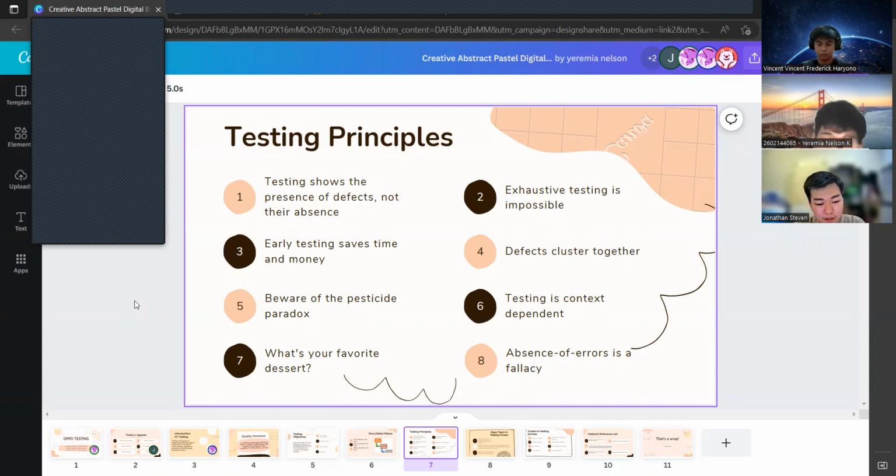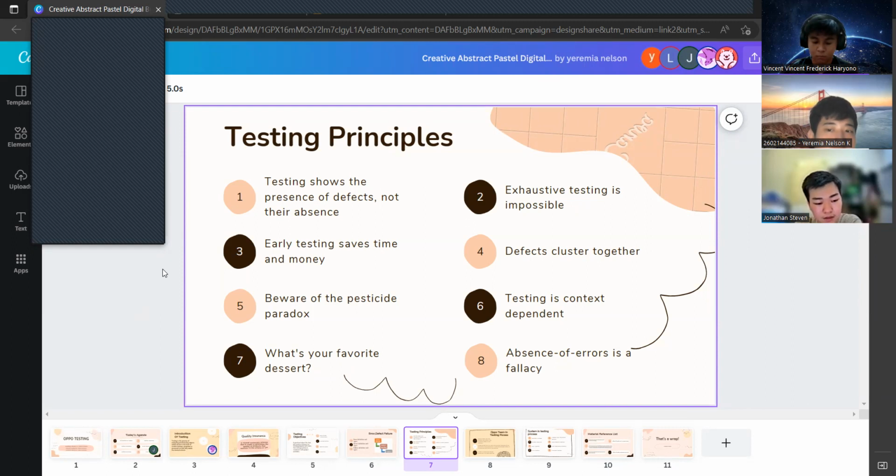Testing can only be done to cover the vast areas that hold the most important functions, but it is impossible to test everything, for lack of efficiency. The next one is early testing saves time and money. Testing can be more effective when done early, and it can be started even before the coding is done. By doing testing early, it can save money and time.